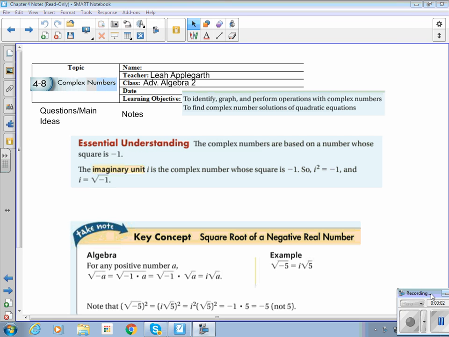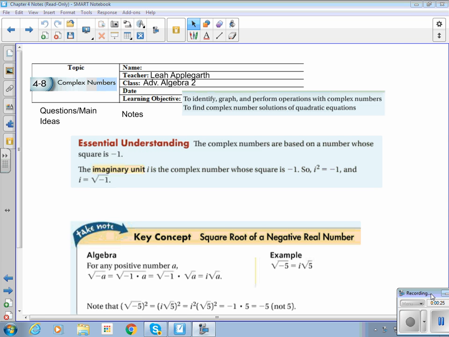All right, so this is Chapter 4, Section 8, Complex Numbers. So instead of ignoring the fact that when I have a negative number underneath the square root, life just stops and we have to go to therapy, we are now dealing with it. Emotionally mature enough to deal with an imaginary number.